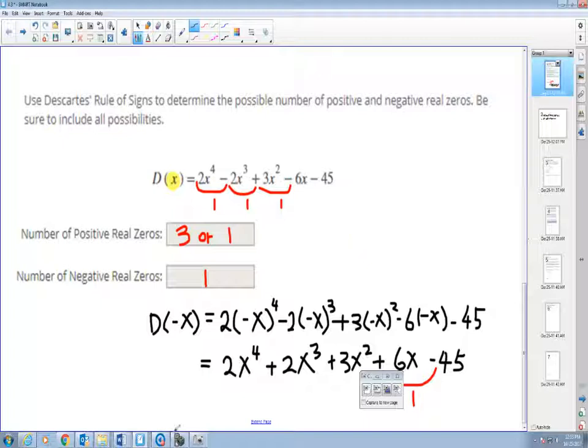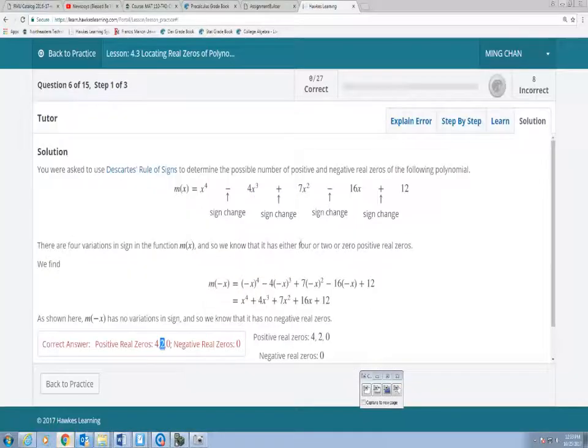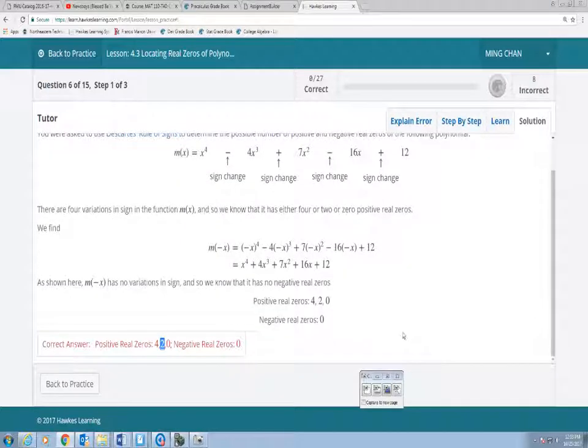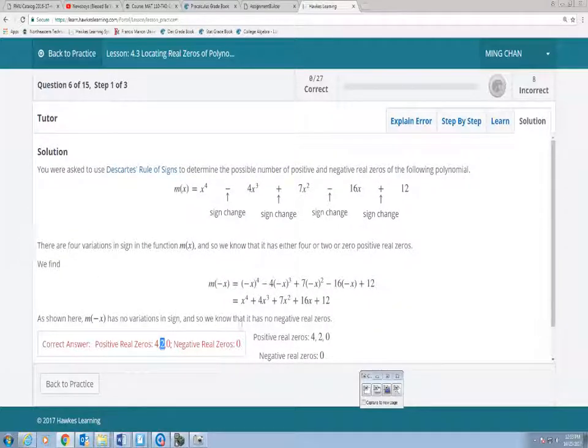So the whole idea here, the whole rule is basically saying, okay, how many positive real zeros the function could have. It could have 4 of them, it could have 2 of them, it could have none of them. Okay, how many negative real zeros can I have? For this particular example, it's actually none of them.